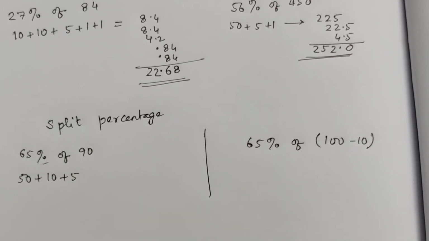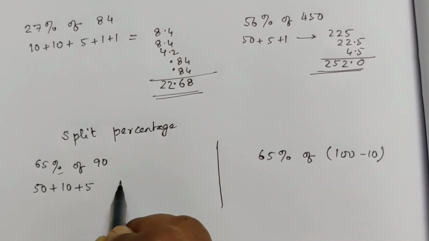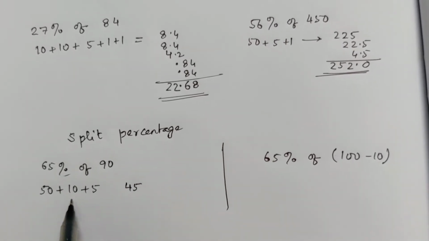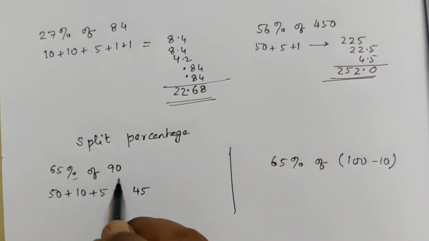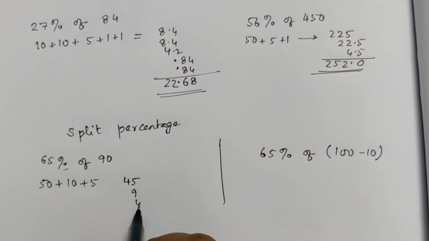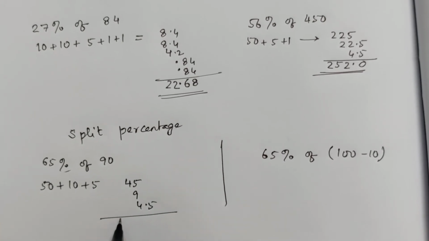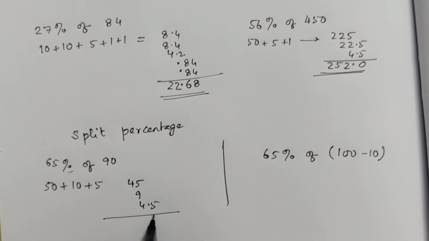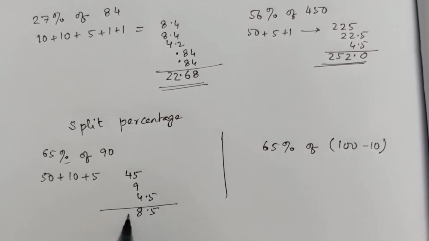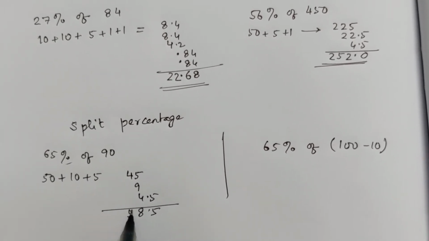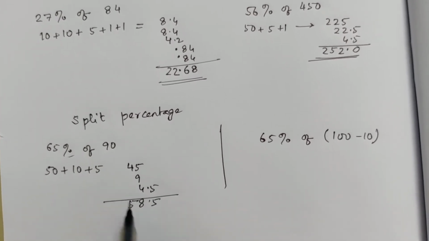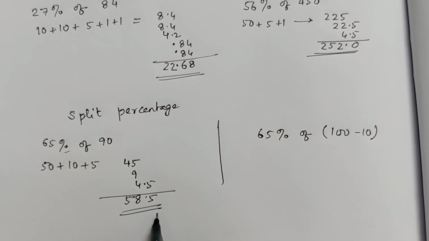50% of 90 is 45. 10% is 9. 5% is 4.5. Adding them, we get 58.5. Okay, so this is the answer.